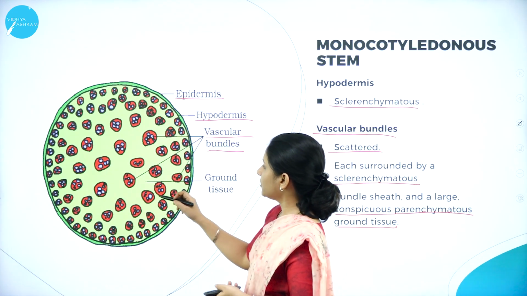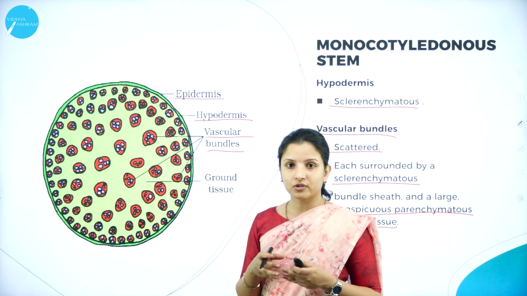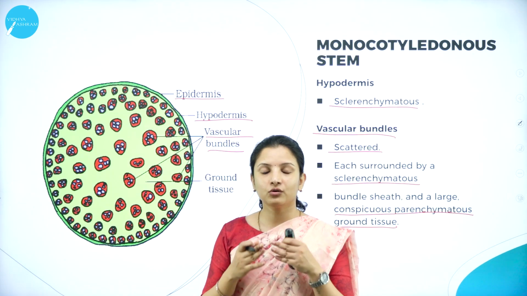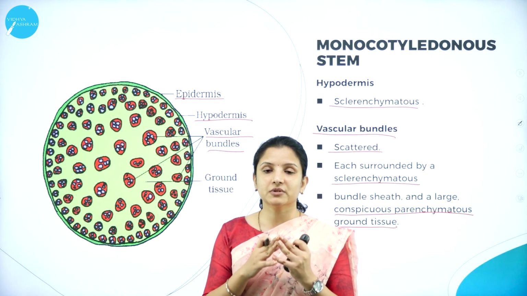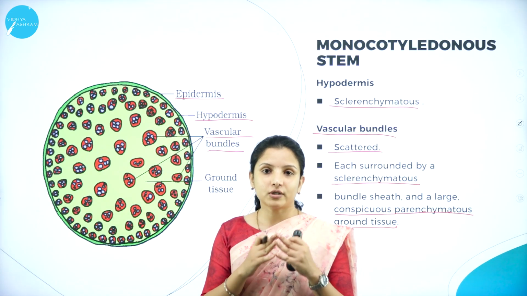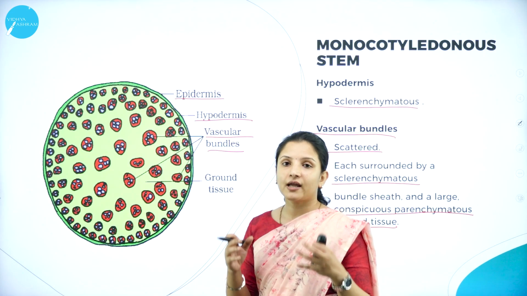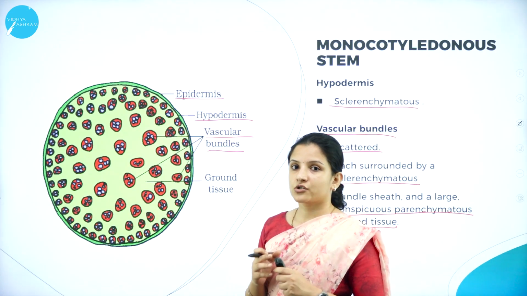So the ground tissue that is in between the vascular bundles is present, the ground tissues, and remember I had told you they do not have a pith. So the major difference between the dicot stem and the monocot stem is that monocot stems do not have a pith. Instead, in between the vascular bundles they have the parenchyma cells which form the ground tissue.